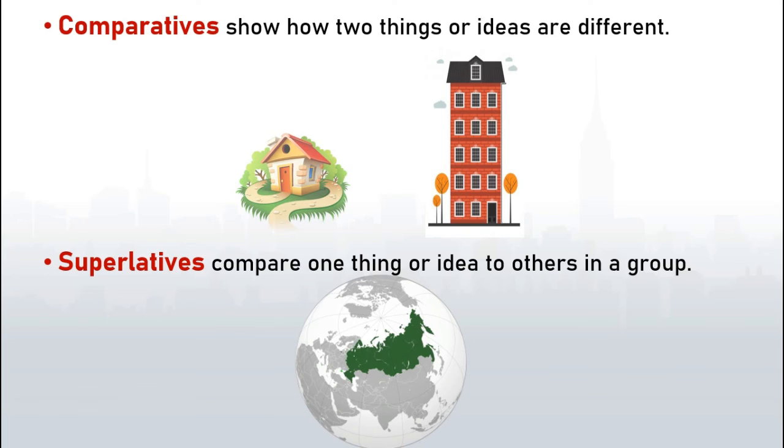For example, one example with comparatives. This house is smaller than this building. In this case, we are comparing two things that are different, the house and the building. One example with superlative. Russia is the biggest country around the world.